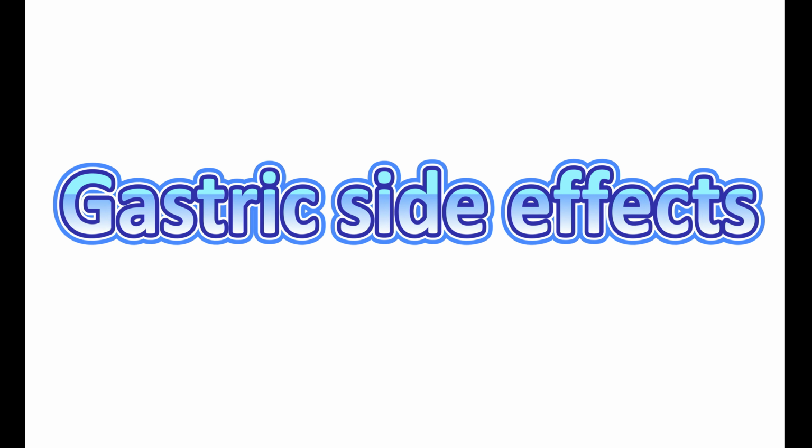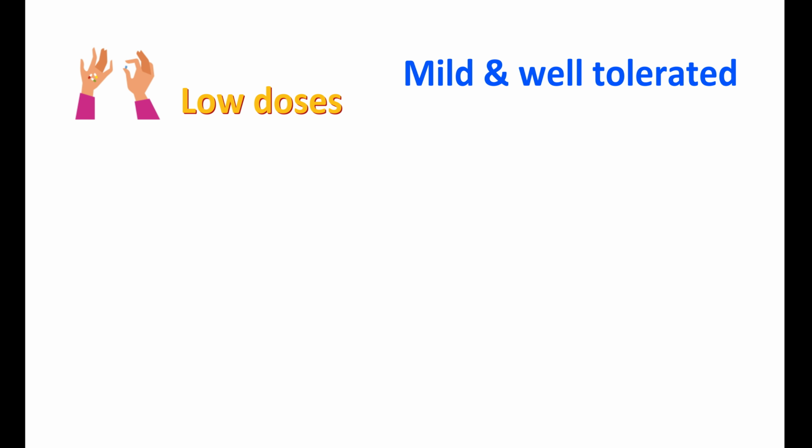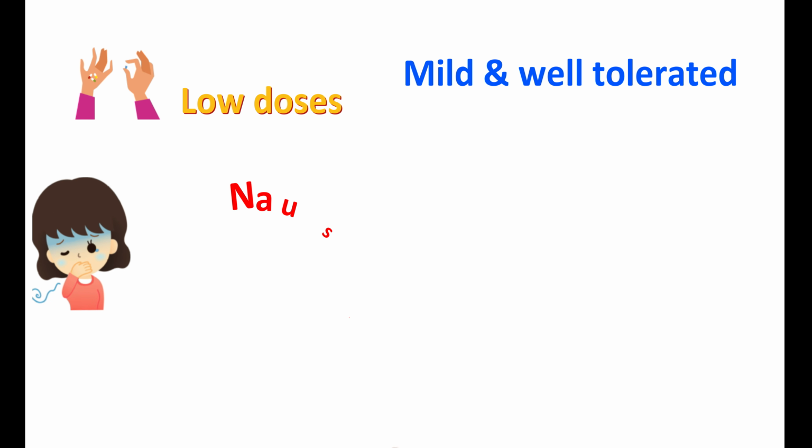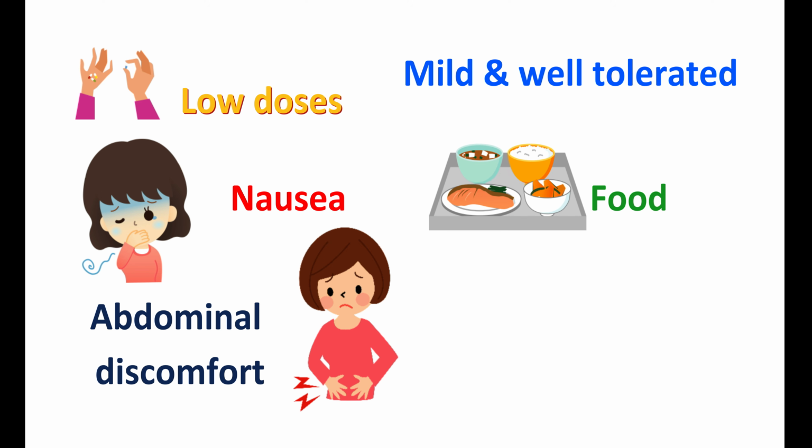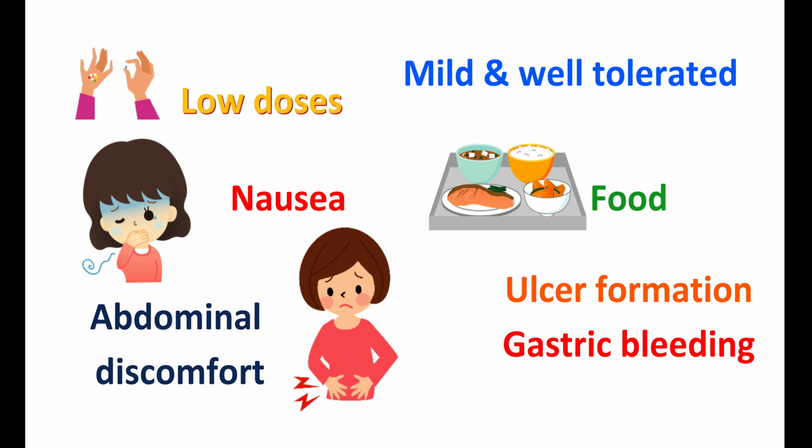Gastric side effects. At low doses, the effect of methylprednisolone are mild and well tolerated. It can cause nausea and abdominal discomfort. To minimize these side effects, it may be taken with food. However, long-term use of this medication may increase the risk of ulcer formation and gastric bleeding. Therefore, it is better to keep the dose of methylprednisolone as low as possible.